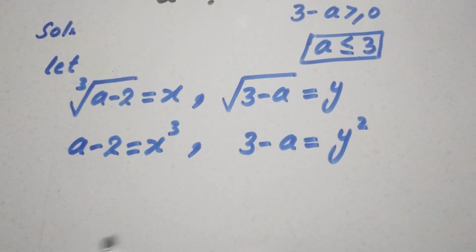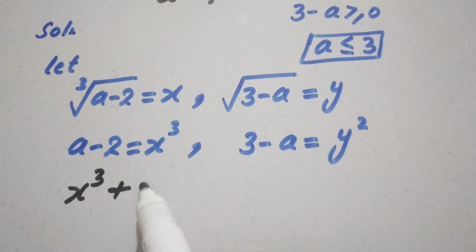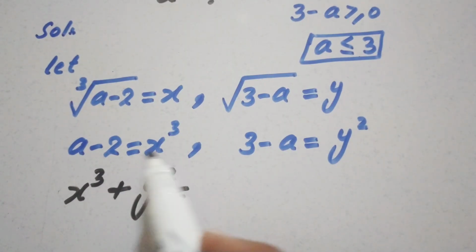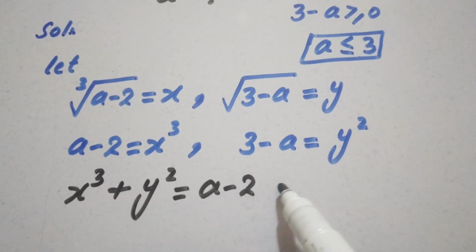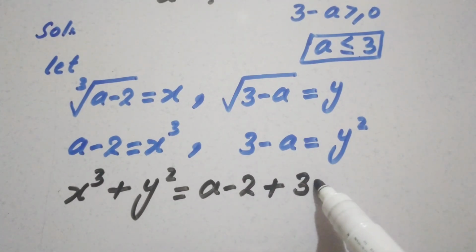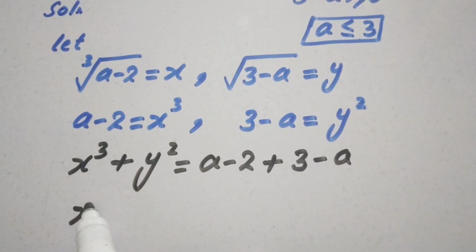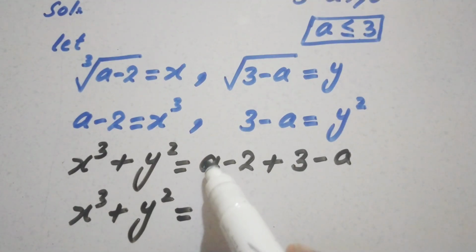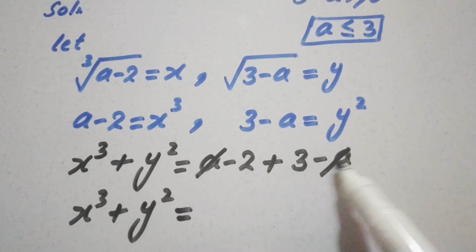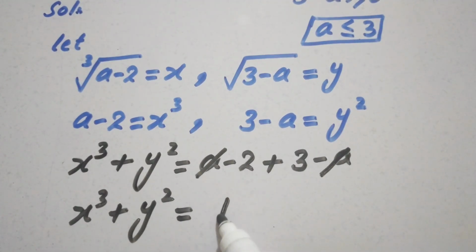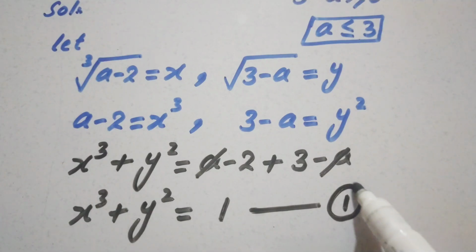Now adding x cube and y squared, we get x cube plus y squared is equal to a minus 2 plus 3 minus a. Here a cancels with negative a, and 3 minus 2 we get 1. So we have x cube plus y squared is equal to 1. Say this is equation number 1.